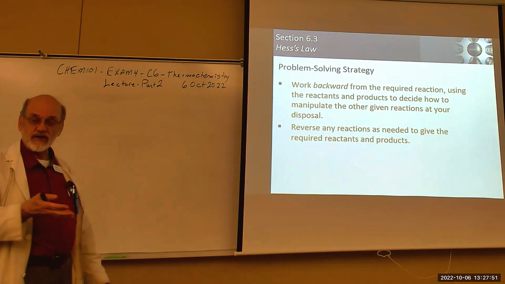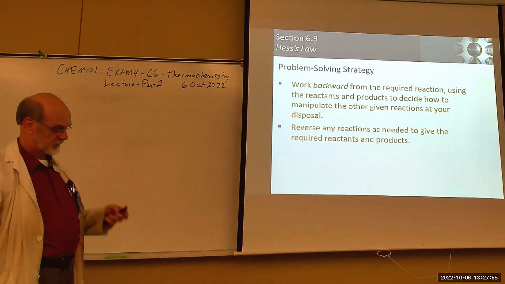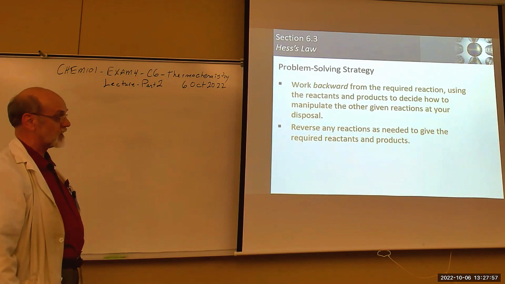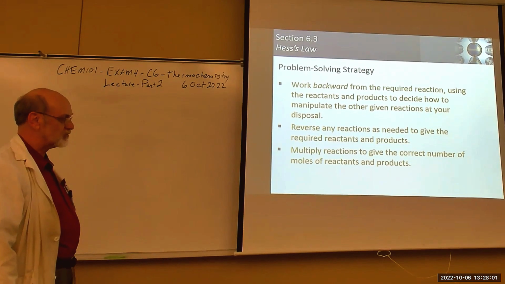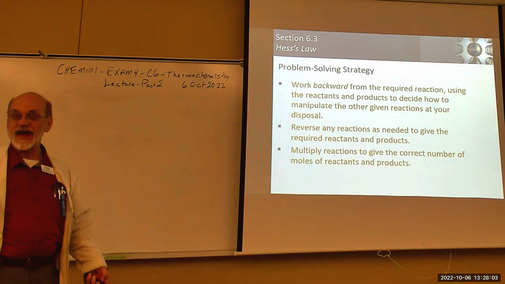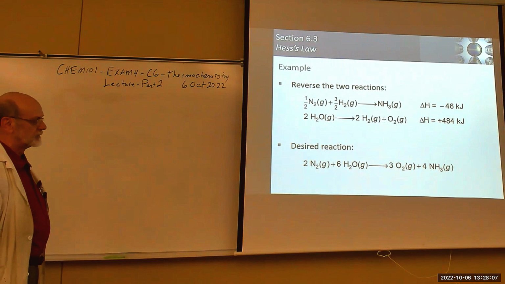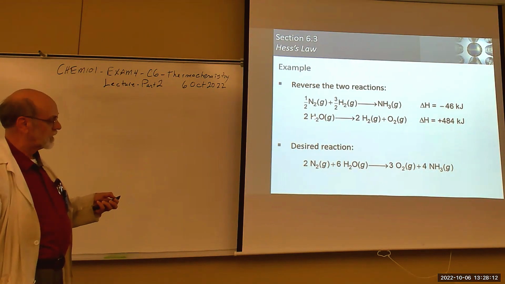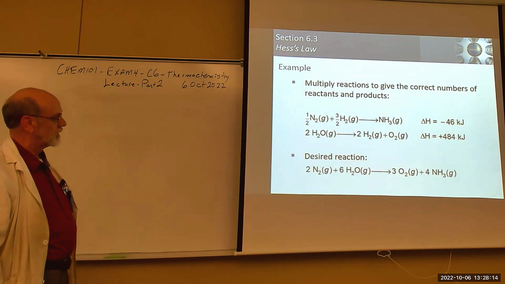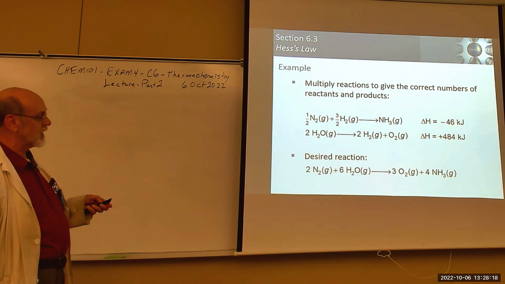You're reversing the equations that need to put terms on the opposite side of where they originally are, and you change the sign of the enthalpy. And then you multiply reactions by a factor. Could be a fraction, could be a whole number. All right, so in this case, we start off with these two. There's the desired equation. Multiply the reactions to give the correct number of reactants.